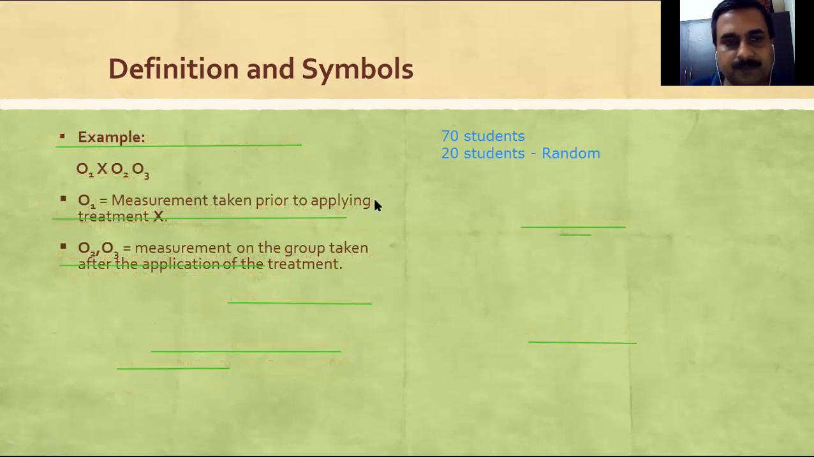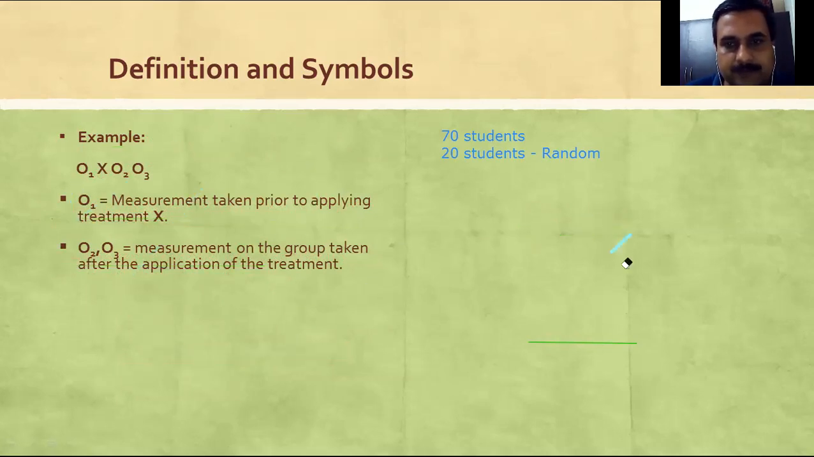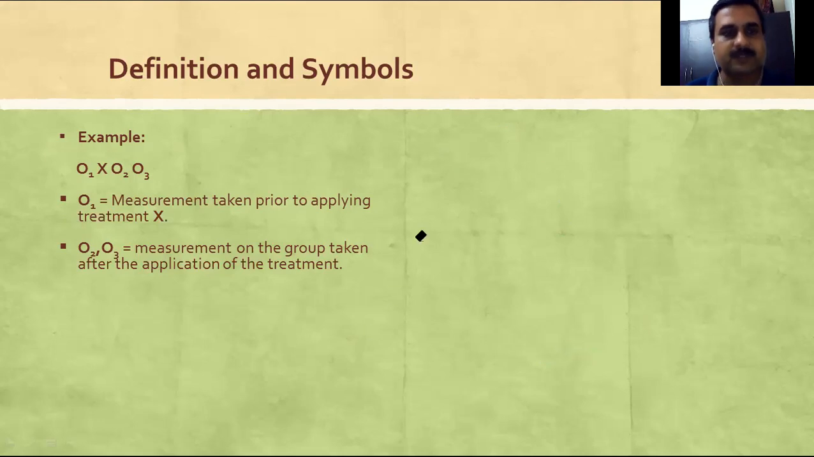Next, remove these markers. You can even remove this. Now we'll take two examples in this slide. In this example: O1, treatment, exposure, O2 and O3. O1, O2 and O3, three observations were being made.